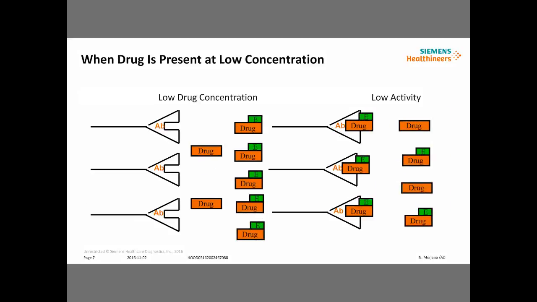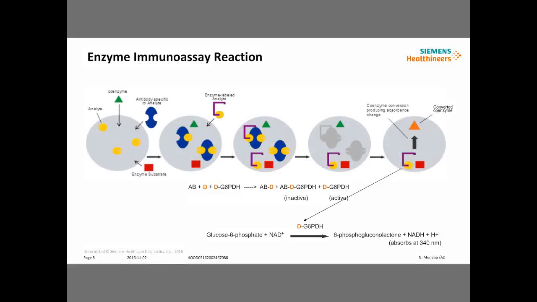If we have a low concentration or no drug present in the sample, less drug would bind to the antibody and more enzyme-labeled drug will bind to the antibody, causing inhibition or lowering the activity of the enzyme conjugate, and therefore reflecting the level of concentration of the drug. How does the reaction proceed?